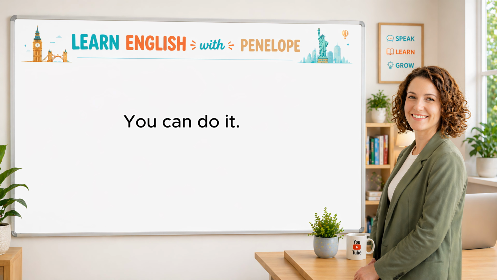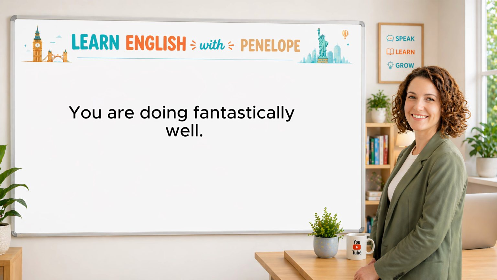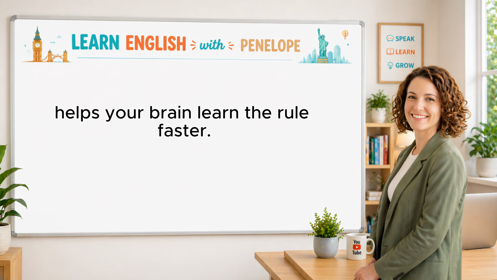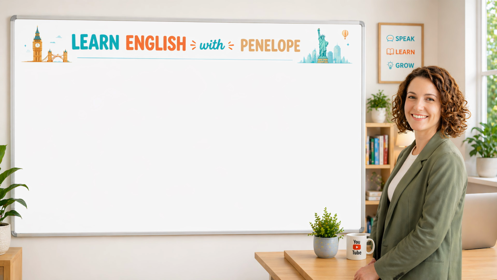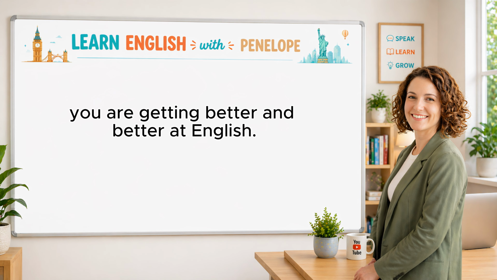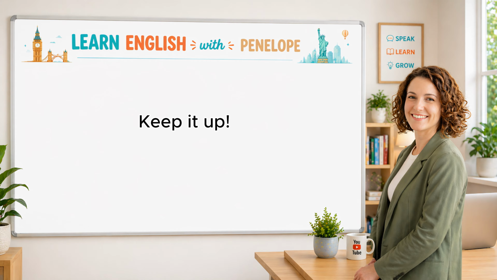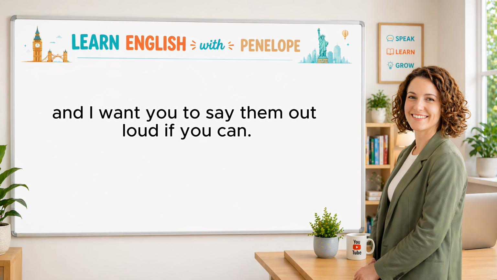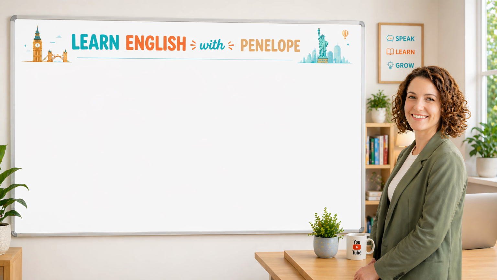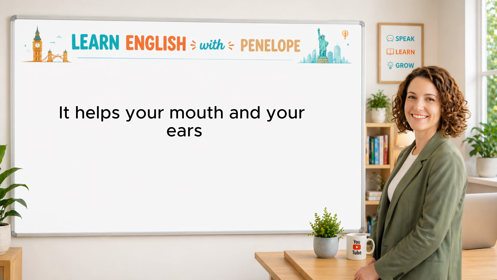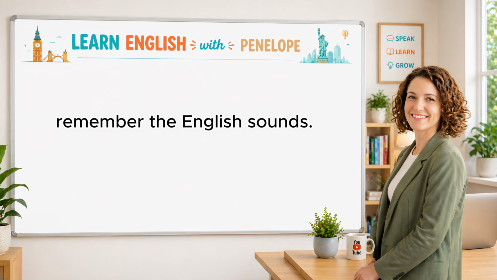You can do it. You are doing fantastically well. I am really proud of you. Practicing like this helps your brain learn the rule faster. Every time you make a sentence with A, you are getting better and better at English. Keep it up. Now let me give you a few more practice sentences, and I want you to say them out loud if you can. Saying sentences out loud is very helpful for learning. It helps your mouth and your ears remember the English sounds.